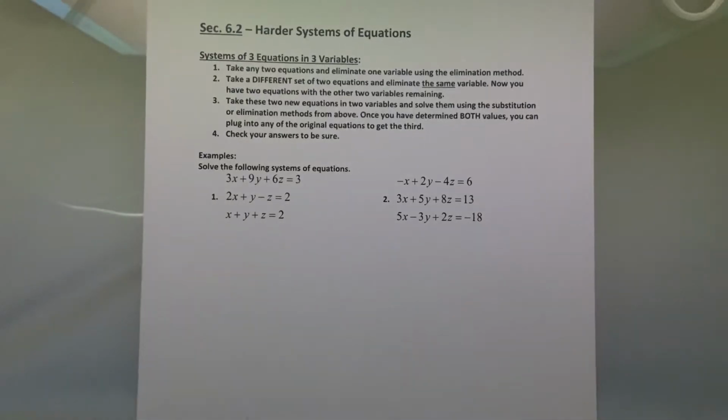Okay, so 6.2 is systems of three equations and three variables and the potentially different ways we can do it. And then we'll talk about the matrices as we go. If you have three equations and three variables, your goal is to get down to two equations and two variables. You do that by using elimination to eliminate the same variable in two different combinations. So let's start with what that looks like.